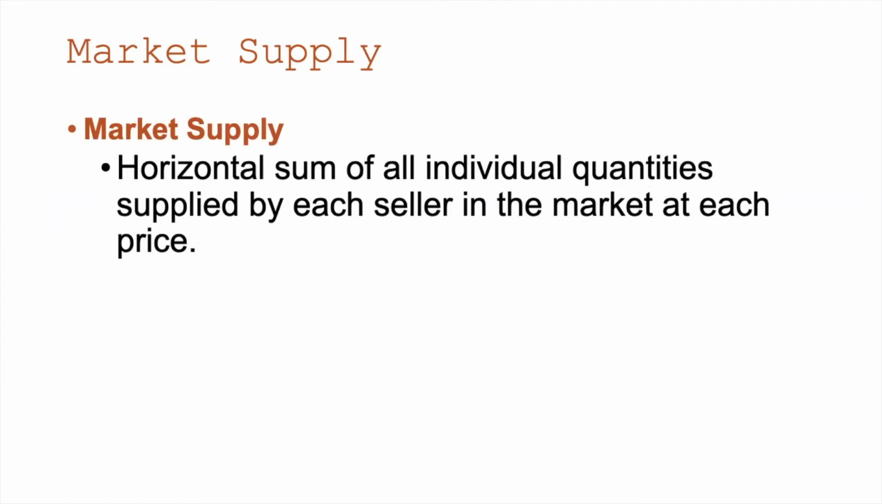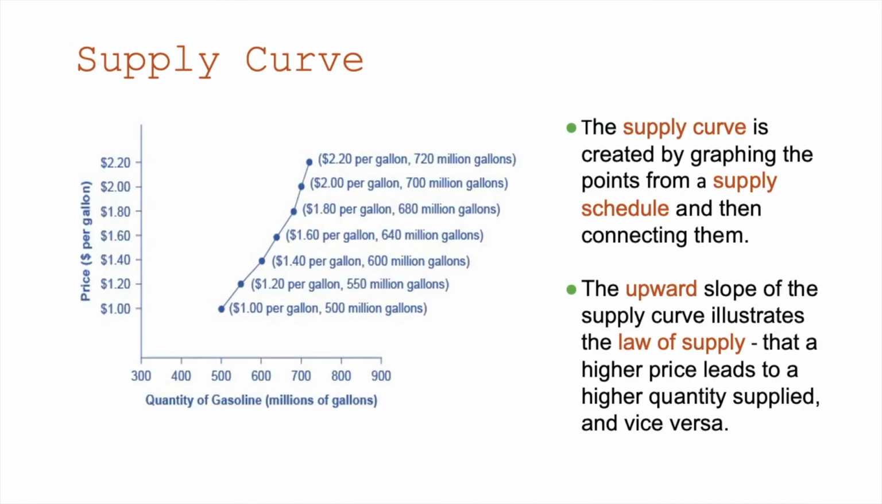Just like with demand, with supply, we want to look at the whole market supply, so not just one gas station. On the last slide, we were looking at the supply schedule for one gas station, Shell Gas, but we want to look at all of the gas stations and all of their quantities supplied. So here's a potential example of that. This is actually from your textbooks.